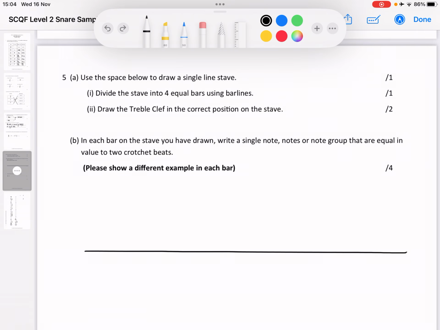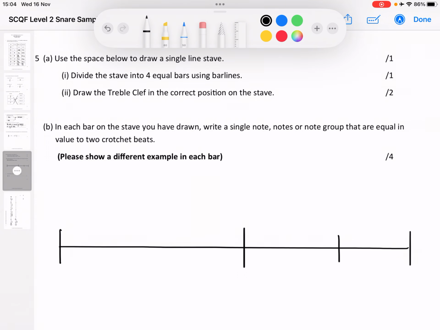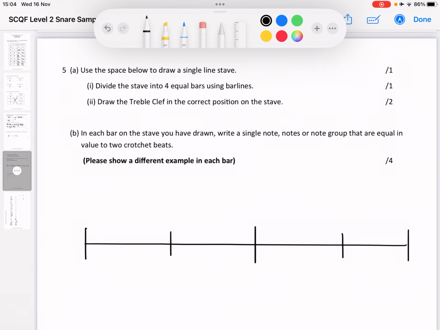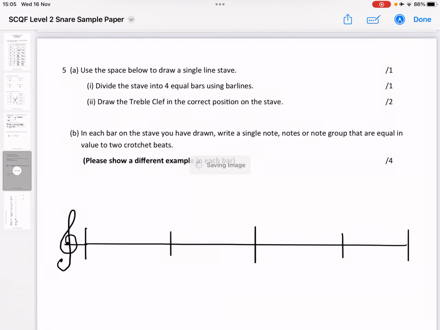Let's start here. We'll do a bar line here, then one right in the middle, then one at the end. And you might think, well, it's only 2 bars. I'm getting there. So there's my 4 bars. Draw the treble clef in the correct position on the stave. Because it's asking for a treble clef, I'm going to draw a line out to here. There's my treble clef there.